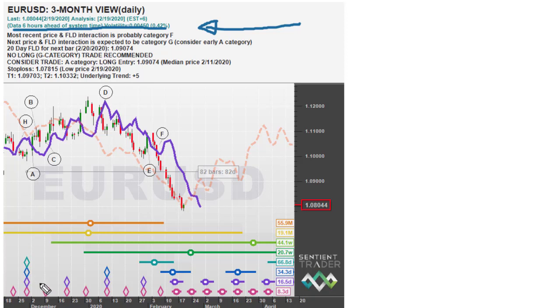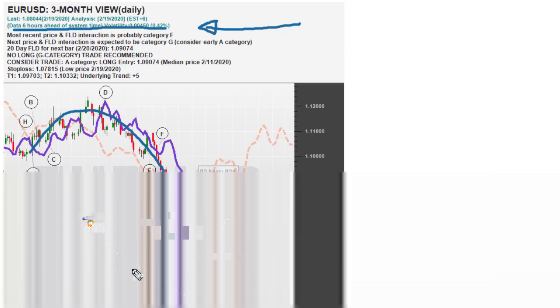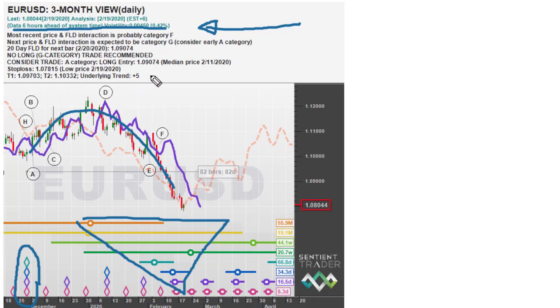The reason why there was no change to the sequence of interactions between price and the FLD is because the current 80-day cycle that we are seeing play out, the 80-day cycle trough, was not moved. And so the current 80-day cycle has not changed in any way. The only thing that has changed is the expectation of the magnitude of the trough that we are descending into. And that, of course, changes your underlying trend, as you can see here. The underlying trend for the next trade that we are looking for in this market is, of course, an A category trade, and it will have an underlying trend of +5.